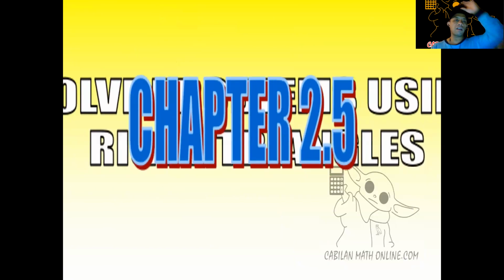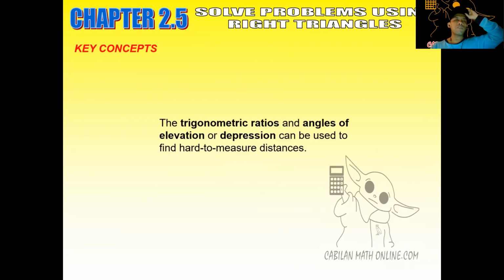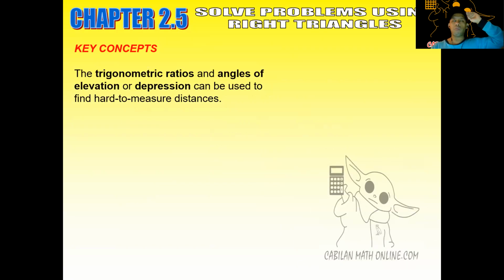What we're going to do today is look at various problems where we need to pick one of the three ratios to use. We're going to start off with some basic terms here because there are word problems. Some of the questions you'll see have terms that you need to familiarize yourself with when it comes to angles.